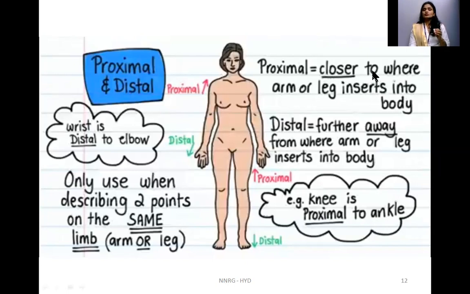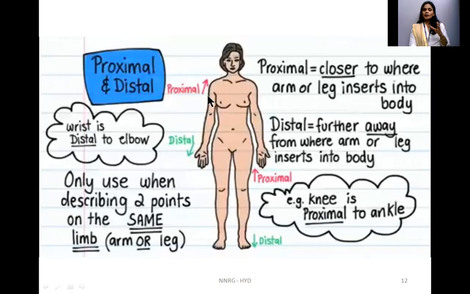Proximal means it is closer to where the arm or the leg is inserting themselves into the body. These are the legs and these are the arms. This is the point where they are getting attached to the body. So this is the whole body now.